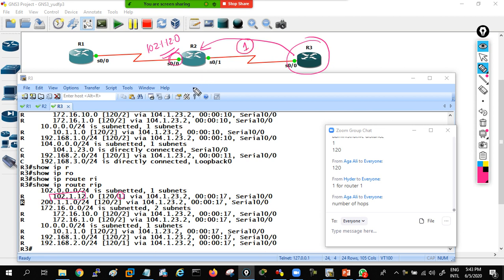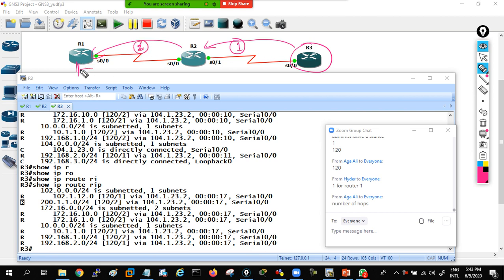The metric is one hop. But again, if you see, the 200 network is saying 2 hops. Why? Because to reach that, first of all it has to go from router 3 to router 2, which is one hop. Again router 2 to router 1, which is another hop. Right, guys? So 1 plus 1, 2.